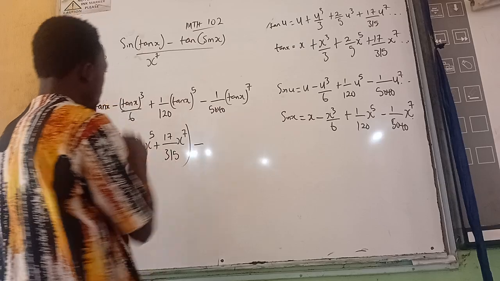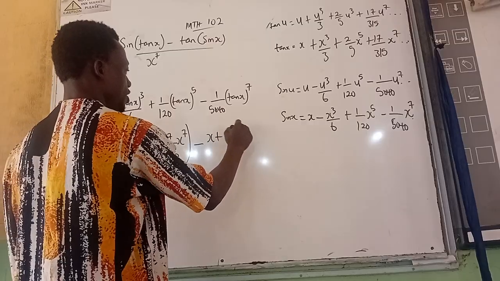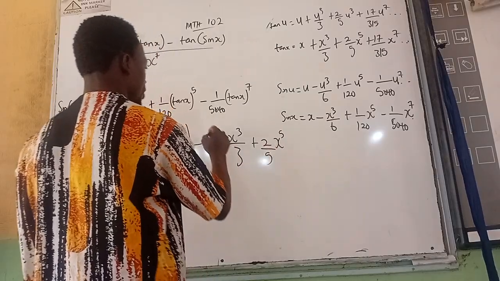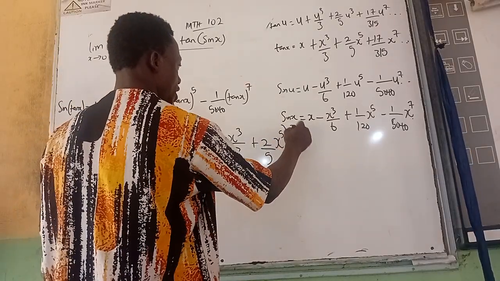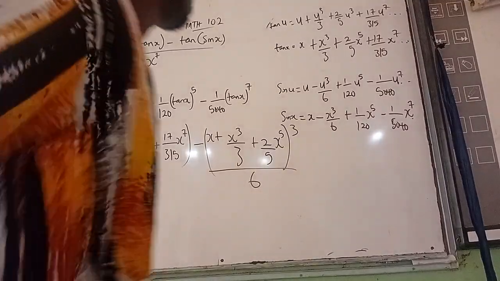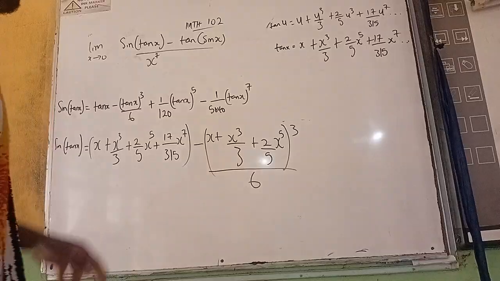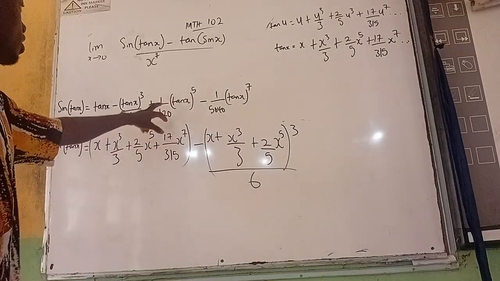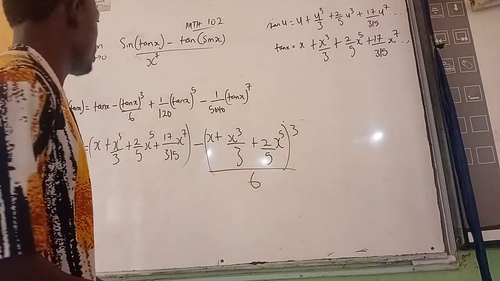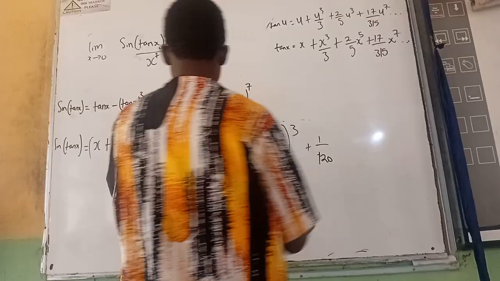So let me say we have tan x, that is x plus x cube over 3 plus 2x^5 over 5, cube divided by 6. Do we get that? Let me clear. I may still write all this back. Divided by 6. So the next one, plus 1 over 20 tan x^5, and so on. For this tan x^5 now, plus 1 over 120 tan x^5.